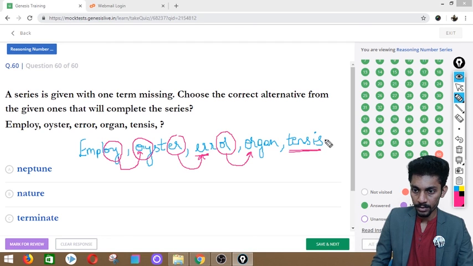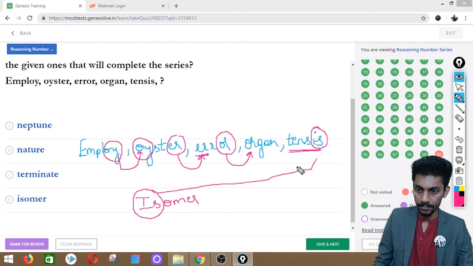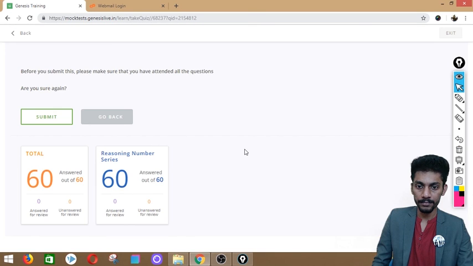So the question is this now. The last two letters are IS, so the answer should start with I and S. Is there any option starting with I and S? Yes, there is, option D. What is the word? ISOMER. These are the last two letters of the previous word. See, employee, OY was there, it started from OY. ER was there, it started from ER. OR was there, it started from OR. Now the question is census, the last letters are IS and it should start from IS, and it is ISOMER. Okay, so that's it from series. Click on option D, save and go for submit. Okay, 60 answered out of 60. So we have answered all the questions. Thank you.